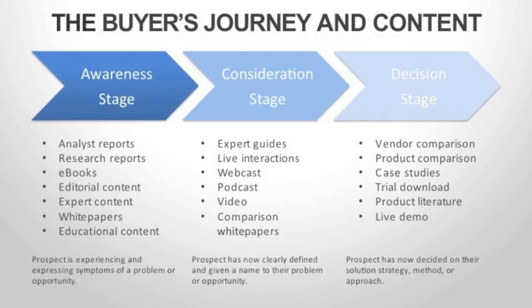There are specific formats of content that tend to perform better in different stages. For example, in the awareness stage, when a prospect is experiencing and expressing symptoms of a problem or opportunity, the content assets listed are appropriate because this content helps educate your buyer persona, not on your solution, but on your buyer persona's need or problem. Analyst reports, research reports, ebooks, editorial content, expert content, white papers, and educational content are all great content formats for an awareness stage piece of content.